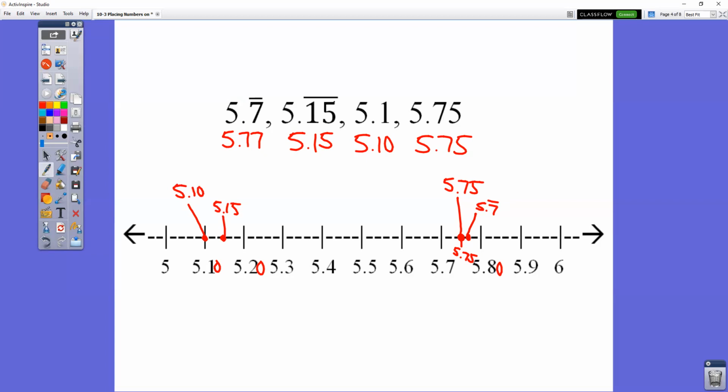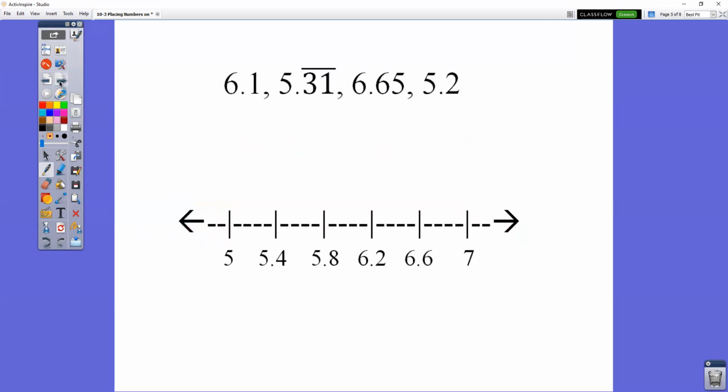So again, I am going to be very, very picky on your quiz about where you put your numbers. Go ahead and try this one on your own, please.